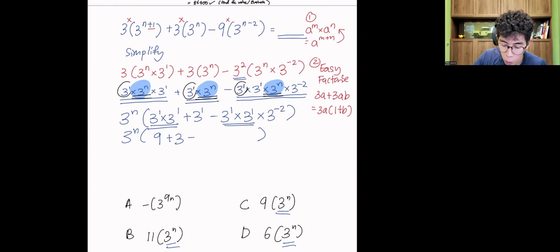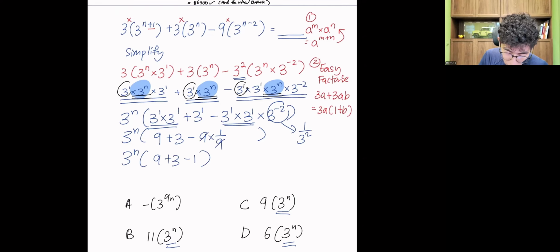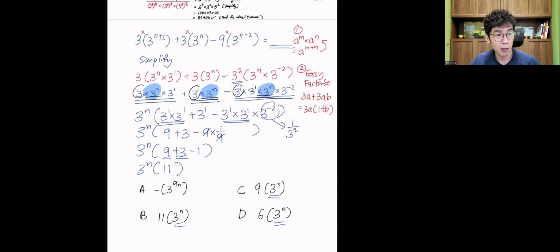9 times 3 power 1 over 2, 3 power negative 2, sorry. This is actually 1 over 3 square. So this is 9 times 1 over 9. Cut. 3n bracket 9 plus 3 minus 1. Extra workings: 3 plus 9 plus 3 equals 12. 12 minus 1, 11. Students, which one is the answer? Ta-da! B. This one is reversed, okay. You can put 11, then 3 for n is C.